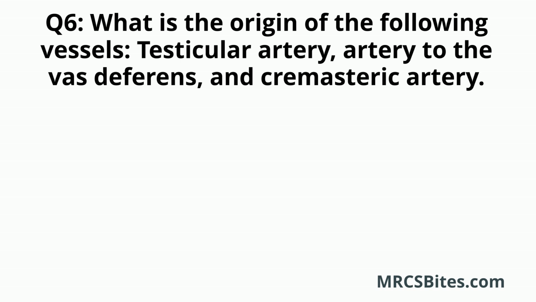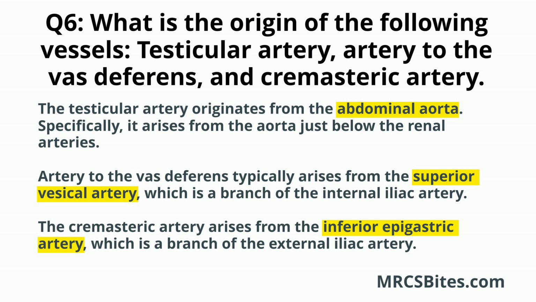Question 6. What is the origin of the following vessels? Testicular artery, artery to the vas deferens, and cremasteric artery. The testicular artery originates from the abdominal aorta. Specifically, it arises from the aorta just below the renal arteries.